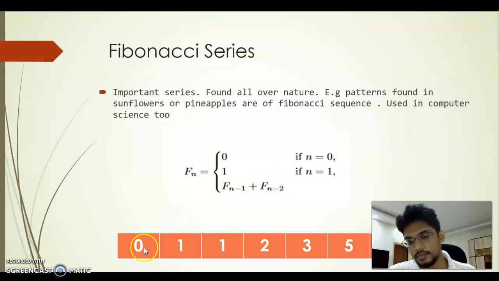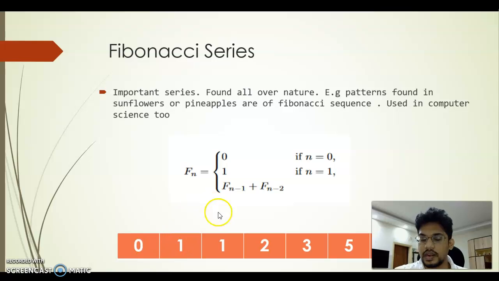If we look at the table here, we see that the 0th and the first term are 0 and 1. Then 1 is equal to 0 plus 1, which is 1. 2 is equal to 1 plus 1, which is 2. 3 is equal to 2 plus 1, which is 3. 5 is equal to 3 plus 2, which is 5, and so on and so forth.